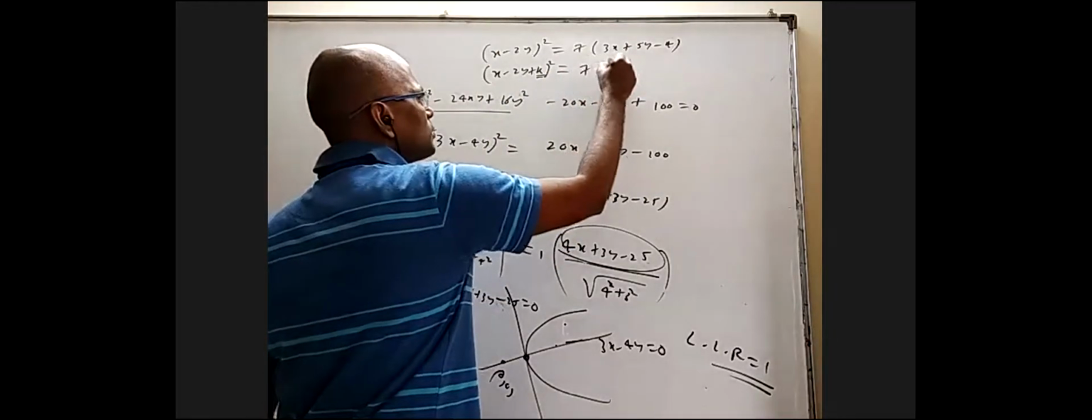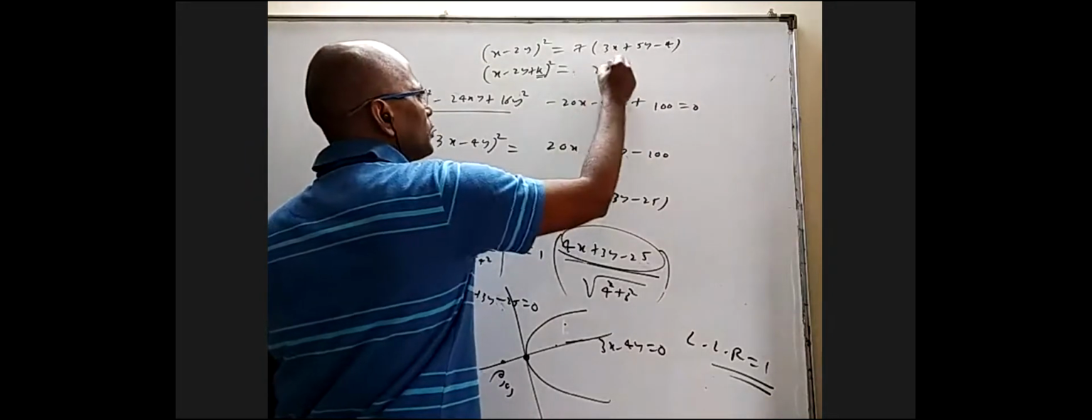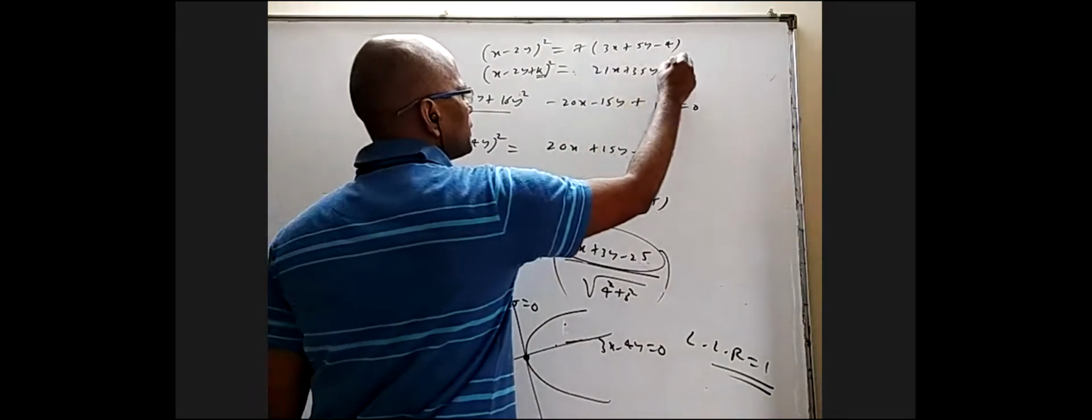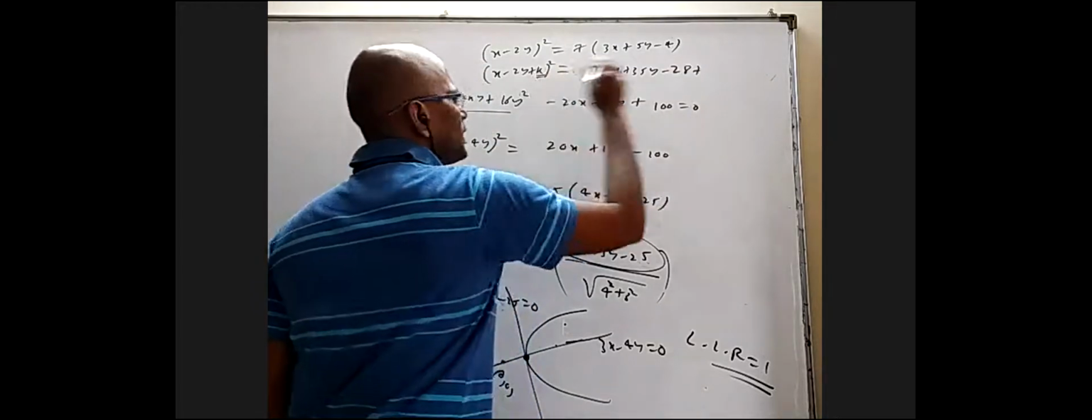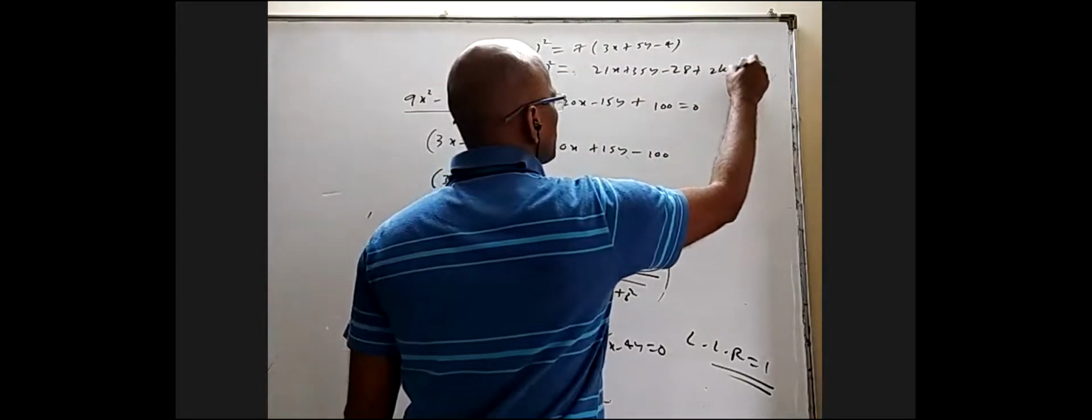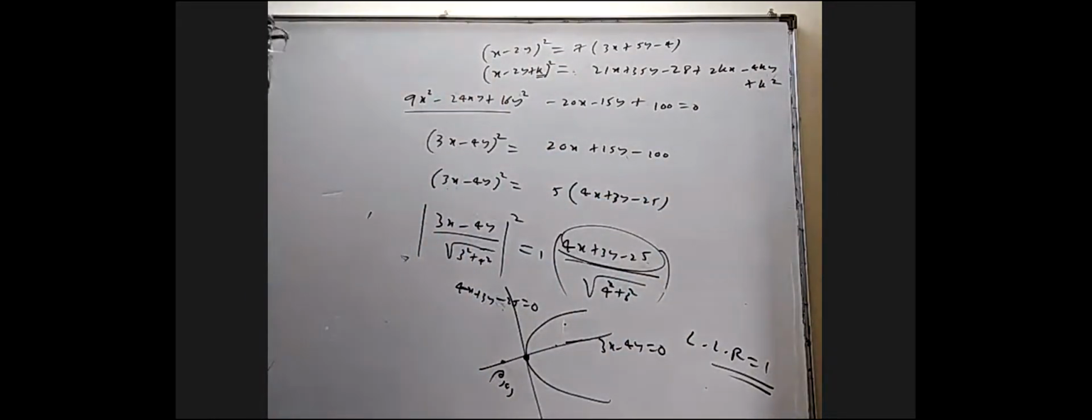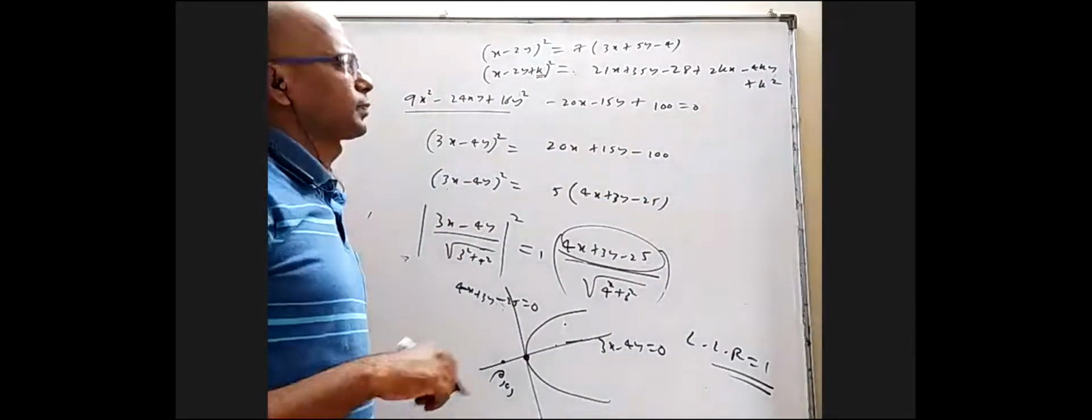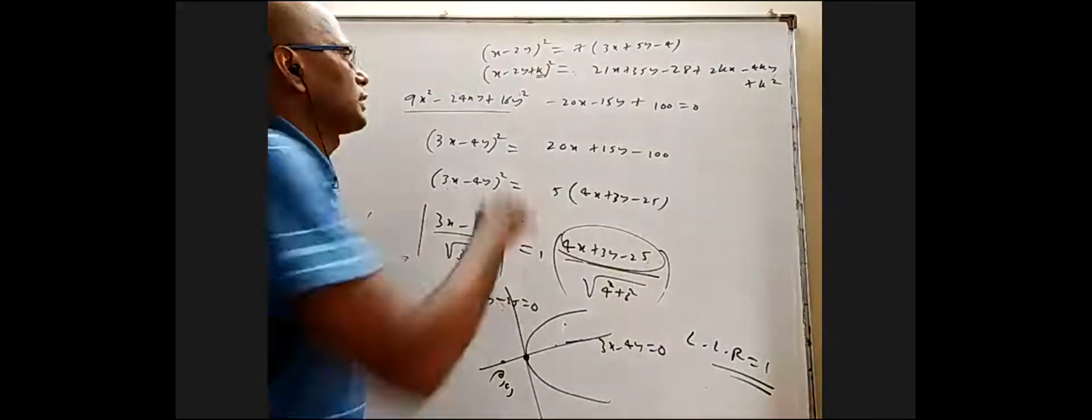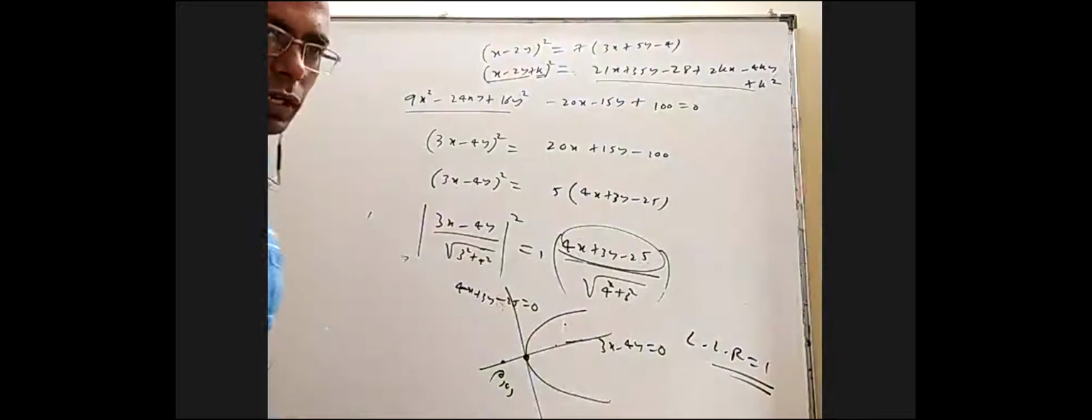So 7 into, or I can expand and write 21x plus 35y minus 28 plus 2kx minus 4ky plus k square. Now one may ask, what k should be chosen? You should choose k in such a way that this line and this line should be perpendicular lines.